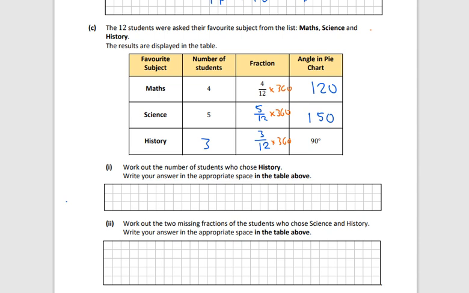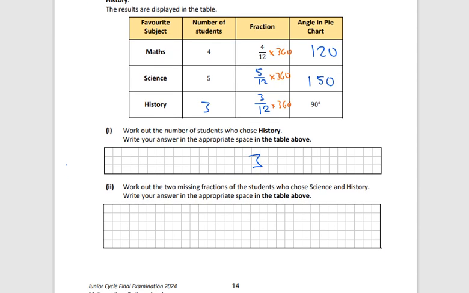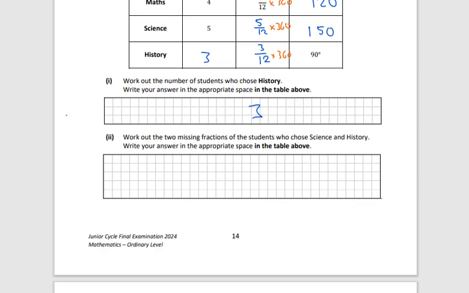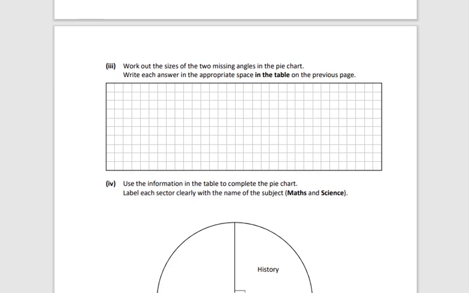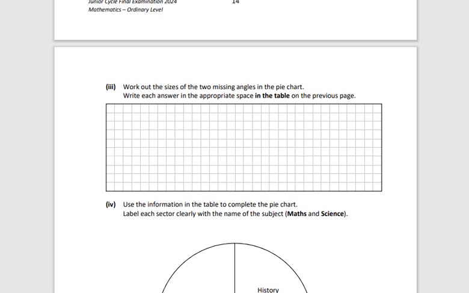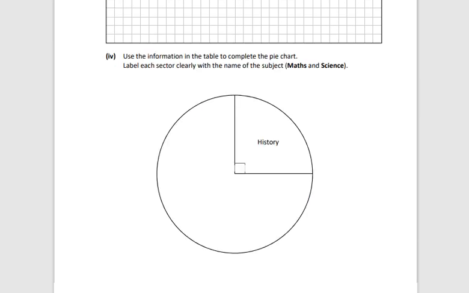Work out the number of students who chose history. I've done that already. That's 3. Work out the 2 missing fractions. Okay, I've done that already as well. History, and write them in. Well, I've written that in. Work out the sizes of the 2 missing angles. Write the answers in the appropriate place. I've done that as well. Then it's just a matter of putting in the angles on the pie chart.